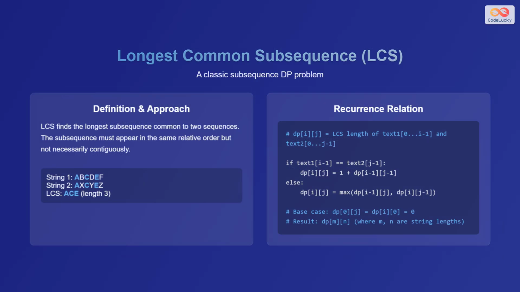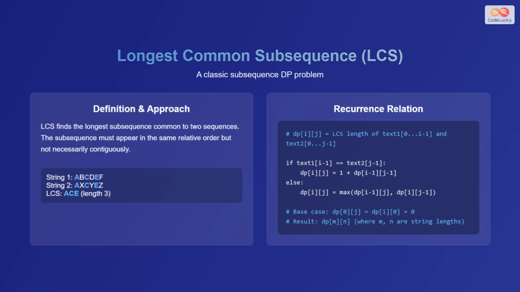Let's dive into our first subsequence problem. The longest common subsequence, often abbreviated as LCS, is a classic dynamic programming problem. The longest common subsequence finds the longest subsequence common to two sequences. The subsequence must appear in the same relative order, but not necessarily contiguously. For example, if string 1 is A, B, C, D, F, and string 2 is A, X, C, Y, E, Z, then the longest common subsequence is A, C, E, which has a length of 3.